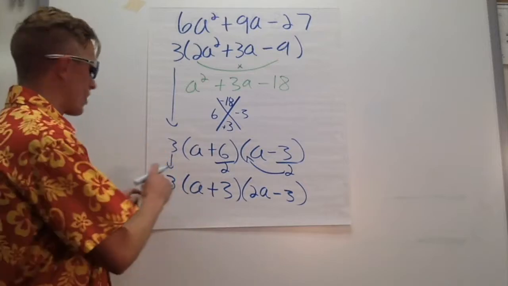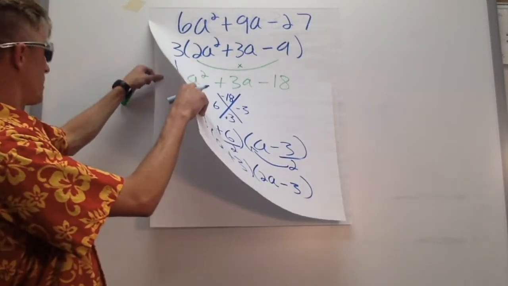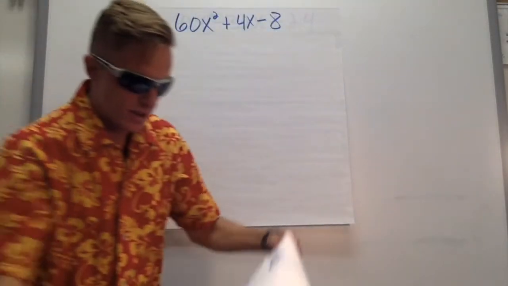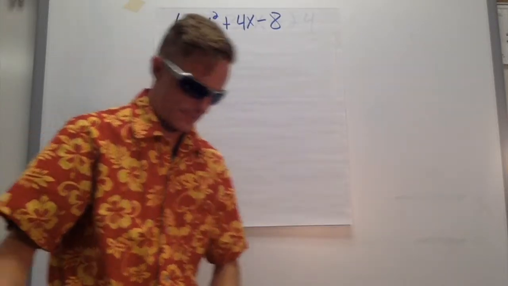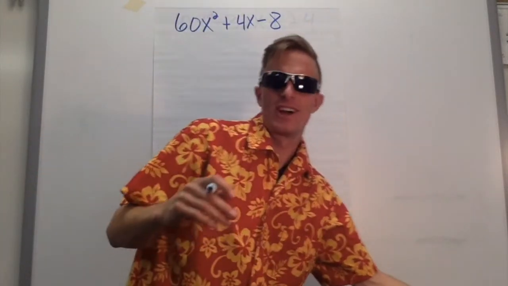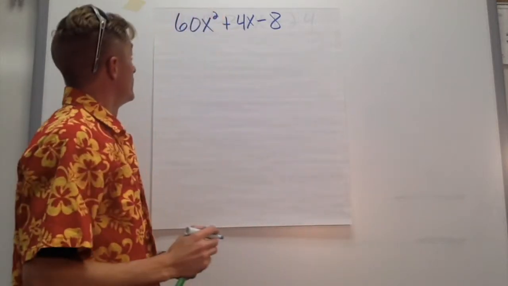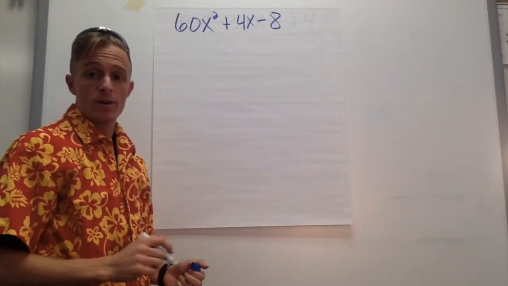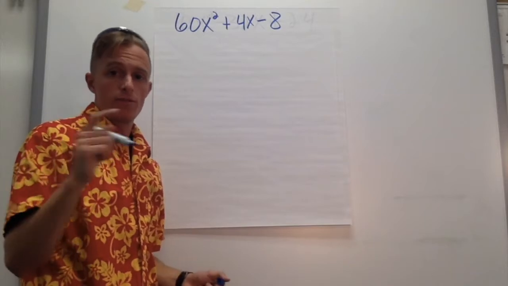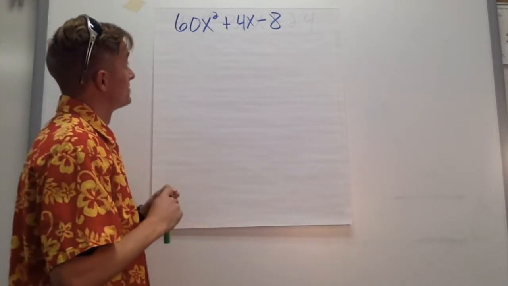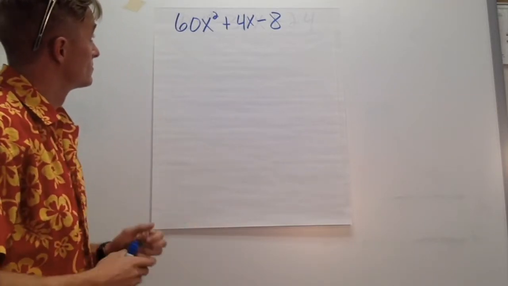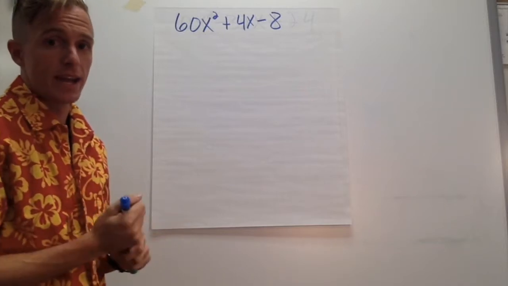I believe I have one more example for you. So let's go ahead and do that together. We're going to do this pretty quick. I'm going to take the sunglasses off this time so I can see better. Okay. Whoa. What number divides into 60, 4, and negative 8?